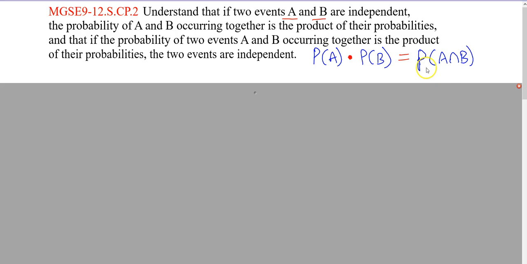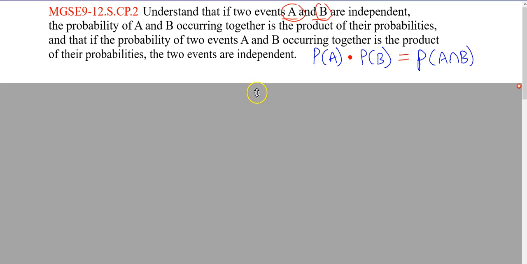That is, if P of A and B is equal to P of A times P of B, then the two events are independent. And other way around, if you know that A and B are independent events, then the probability of A times the probability of B is equal to the probability of A and B. Now, let us look at an example.